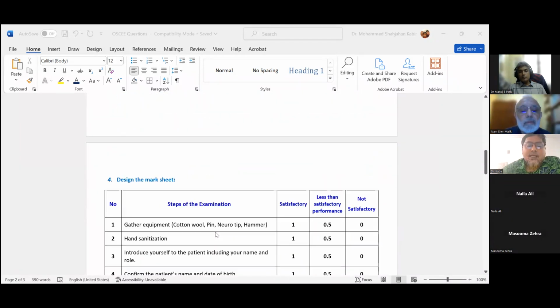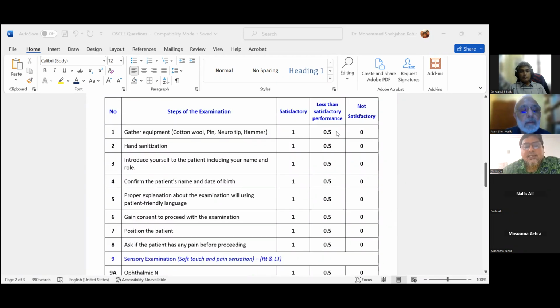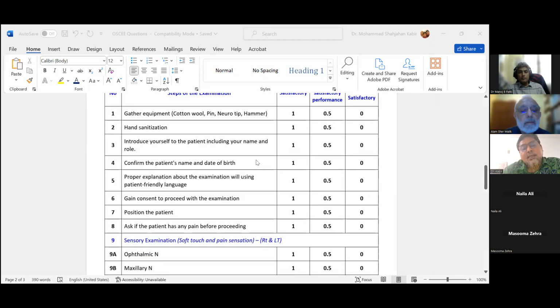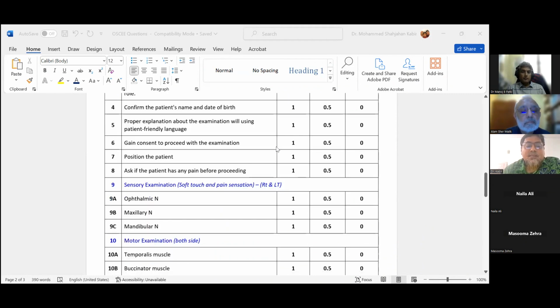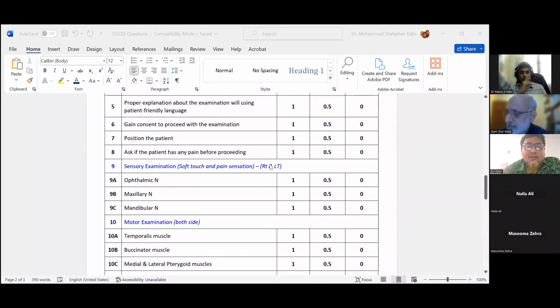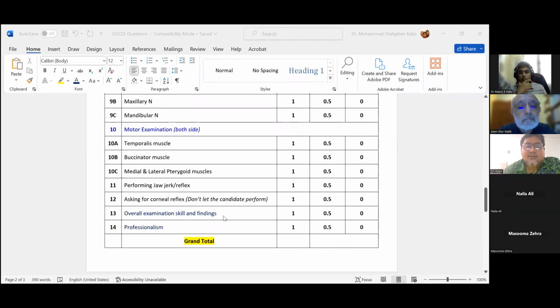And coming to the design of the marksheet, these are the dictation for the rubric and the dictation for the examiner: gather equipment, hand sanitization, introduction, and confirming the patient's name and date of birth, proper explanation about the examination using patient-friendly language, consent gaining, position of the patient, then sensory examination of the cranial nerves, trigeminal nerves, then the motor examination. Finally, the overall examination skill and findings.